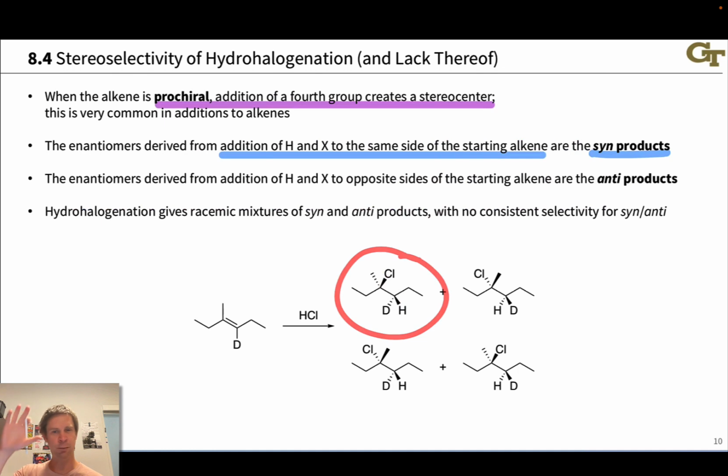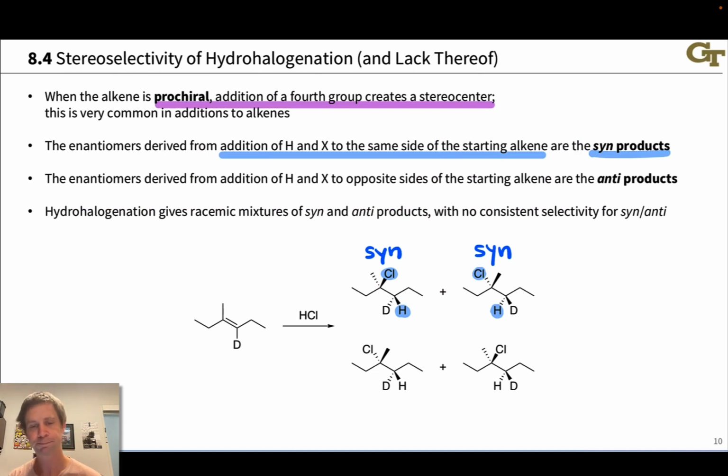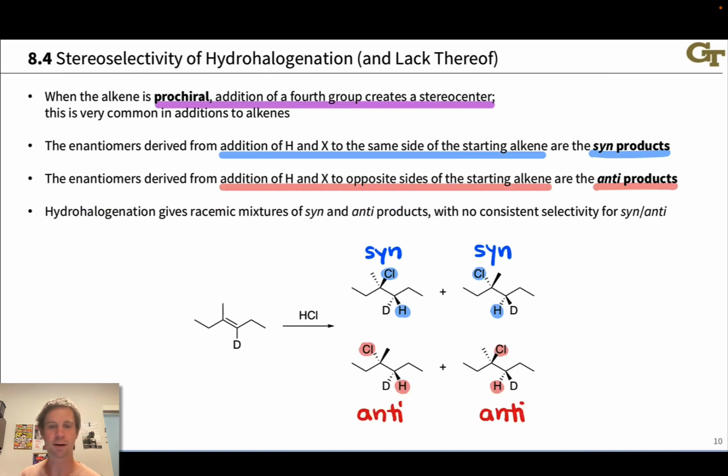In this product, H and Cl both came from above, ended up on wedges. And in the second product here, H and Cl both came from below and ended up on dashes. But the point is, in a relative sense, H and Cl are on the same side of the original alkene. This is what makes them the syn products. H and Cl could also, at least in theory, approach opposite sides of the alkene and end up on opposite sides of the alkene. In that case, we refer to the reaction as anti-addition, or the products as the anti-products. And we see that in the bottom two products, that H is up and Cl is down in this first one, and H is down and Cl is up in this second one.